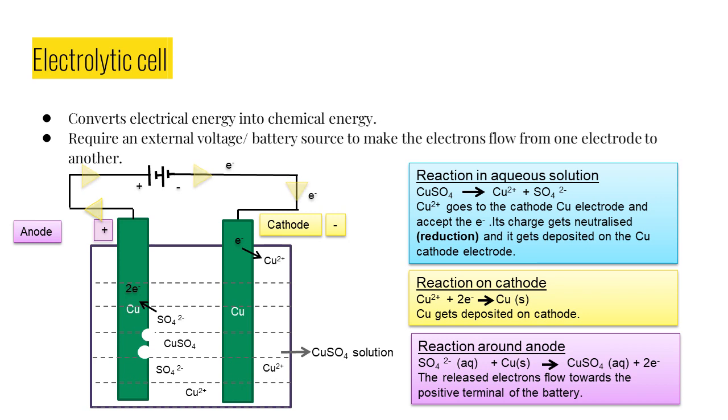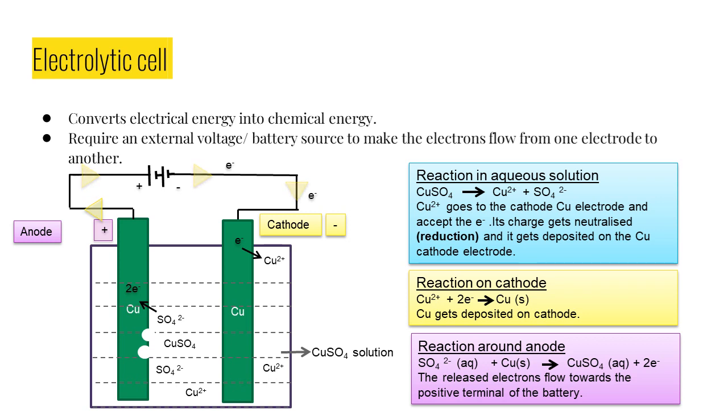So what is the reaction in aqueous solution? Copper sulfate aqueous solution dissociates into ions, Cu2+ and sulfate ions. Copper ions go to the cathode copper electrode and accept the electrons. Their charge gets neutralized and they get deposited on the copper cathode electrode. Now the reaction at the cathode: copper ion accepts two electrons and gets reduced to solid copper. It gets deposited on the cathode.